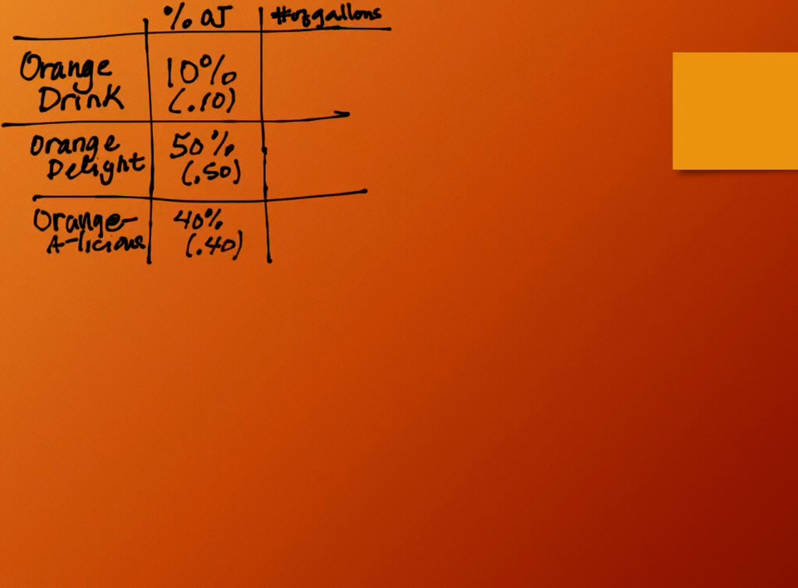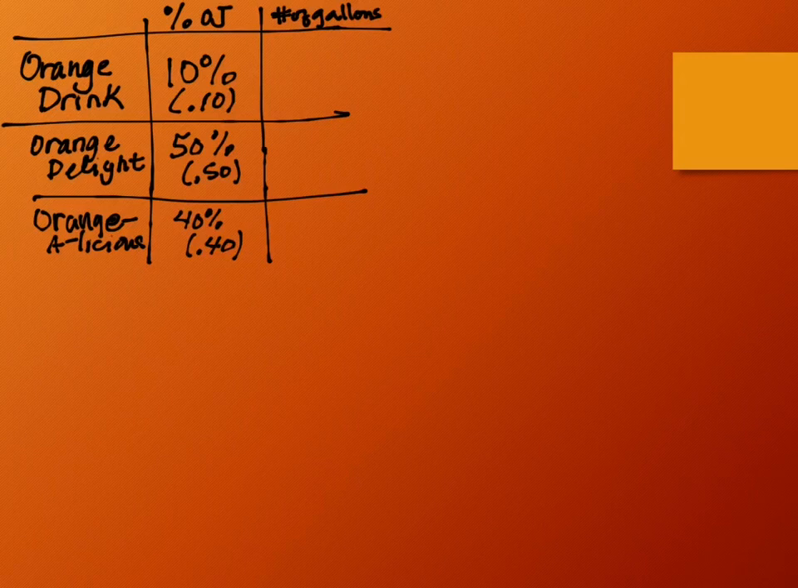which are you going to need more of? The delight or the drink? How do you know? The higher concentration one. So did you say the orange delight? You're right. We're going to need more orange delight in our mixture than the orange drink because the concentration is 50% and our new concentration needs to be 40%. It's just closer to that quantity. Does that make sense? So whatever numbers we get, I better have more gallons of delight than drink.